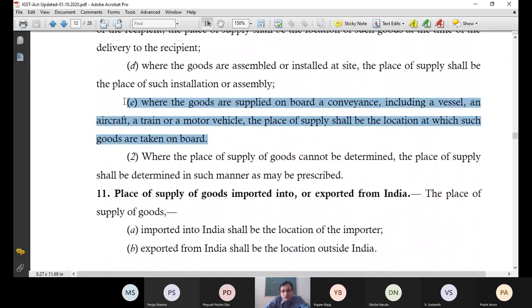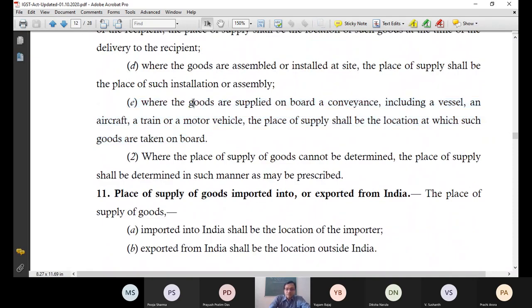The goods are supplied, goods. Do remember the word goods. Where the goods are supplied on board a conveyance, including a vessel, an aircraft, a train or a motor vehicle, the place of supply shall be the location at which goods are taken on board. Now I am not using this sentence, where goods are taken on board, because goods are tangible assets. I can easily check from which station these were taken on board, but I cannot see this in case of services. Services are intangible. You cannot take services on board.